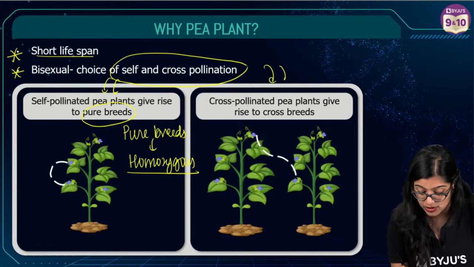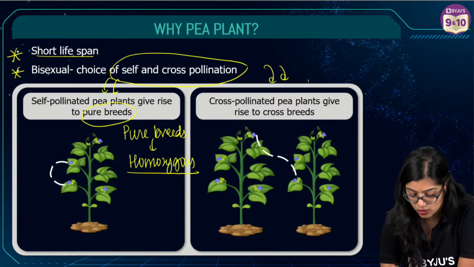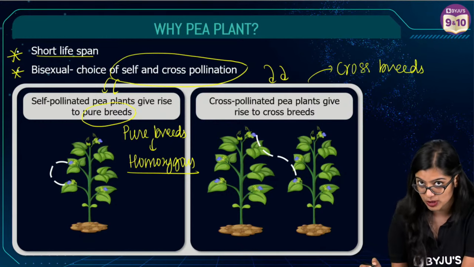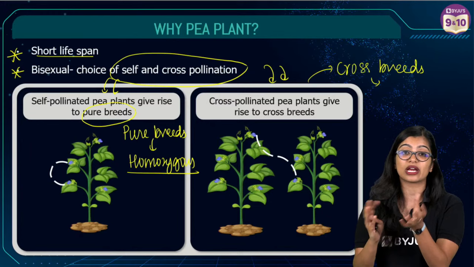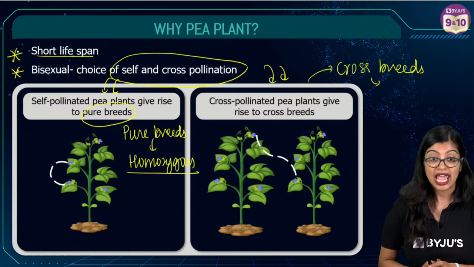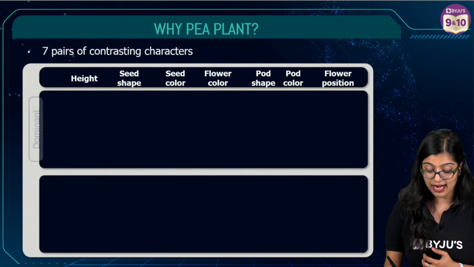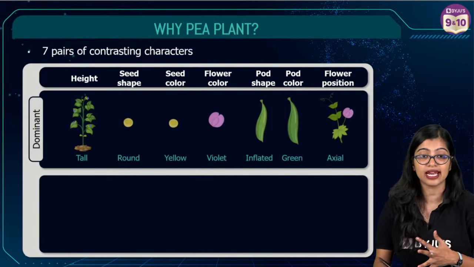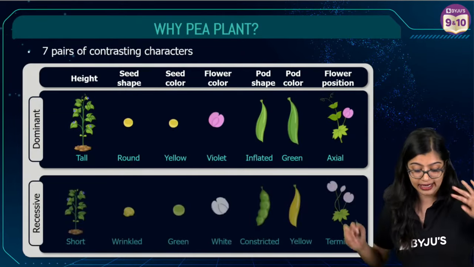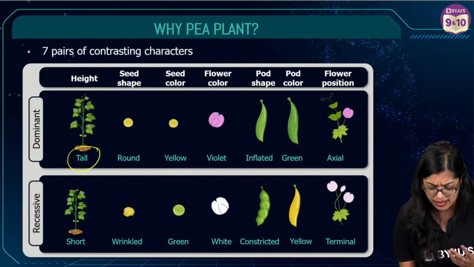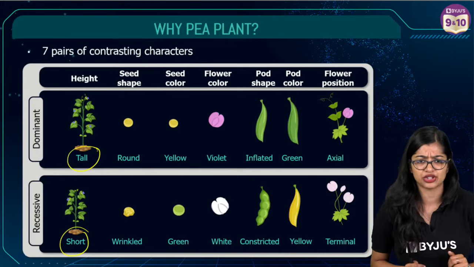While on the other hand, he was also able to cross-pollinate so that he could get crossbreeds. Now, what are crossbreeds? Where there is mixing of characters taking place, wherein you can get heterozygous condition also. And along with this, it was easy to understand all of this because they had contrasting characters, right? If you look at height, dominant was very tall, but recessive means it was dwarf, very short, right?